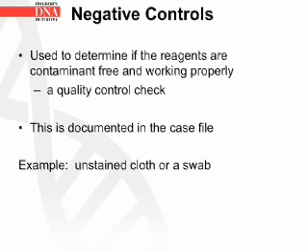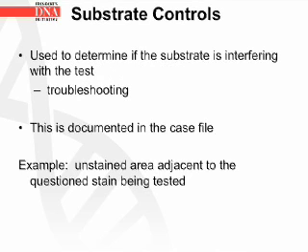A negative control is used to determine if the reagents are contaminant-free and working properly. This is also a quality control check and is also documented in the case file. An example of a negative control is unstained cloth or a swab. A substrate control is used to determine if the substrate is interfering with the test. This is usually used for troubleshooting, and this is documented in the case file. An example would be an unstained area adjacent to the questioned stain being tested.